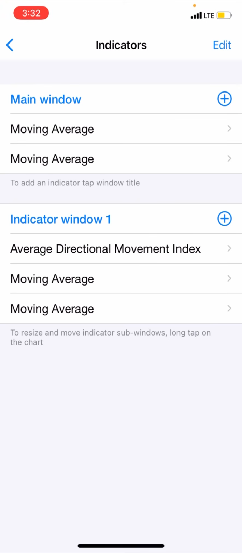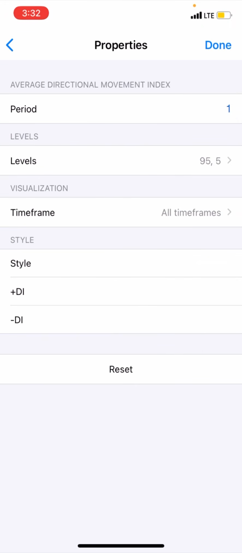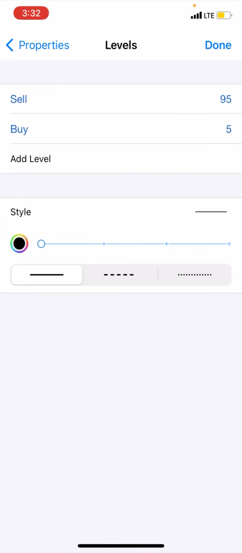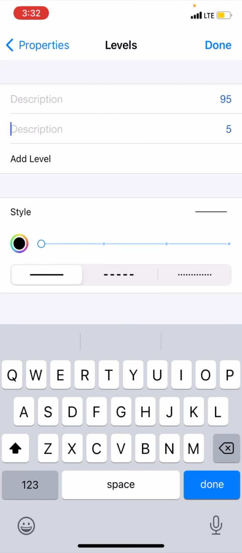All right, so the first one I'm going to be adding is the average directional movement index with the following parameters. You can see we have period 1, levels should be 95 and 90. You can label it if you want, but if you don't want to label it, it's still fine. But it's good to label it, especially if you are new to this whole thing, so that you don't get confused.